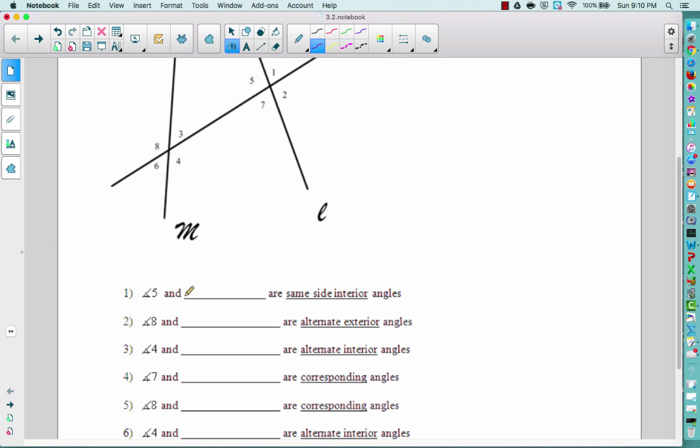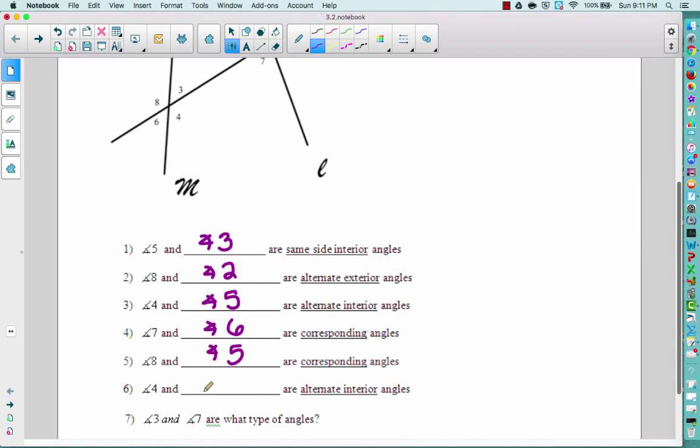So hopefully you saw that angle 5 and angle 3 were same side interior angles, and that angle 8 and angle 2 were alternate exterior angles, on the outside of the two lines and on opposite or alternate sides of the transversal. Angle 4 and angle 5 were alternate interior angles. Angle 7 and angle 6 were a pair of corresponding angles, but there's a lot of them. Angle 8 and angle 5 were another set of corresponding angles. And I think I made a dupe, because it should be angle 4 and angle 5 are alternate interior angles.